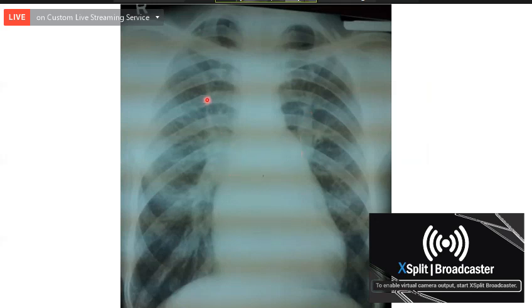When both right and left upper lobe vessels are prominent, it is also described as the upturned mustache sign, where it is so prominent that it can be seen as though the mustache is turned up. So that indicates pulmonary venous hypertension.